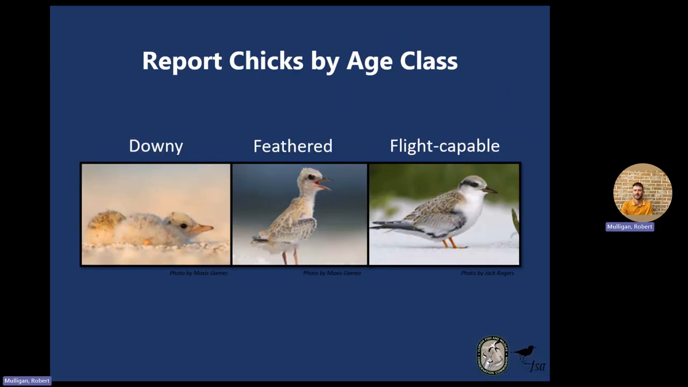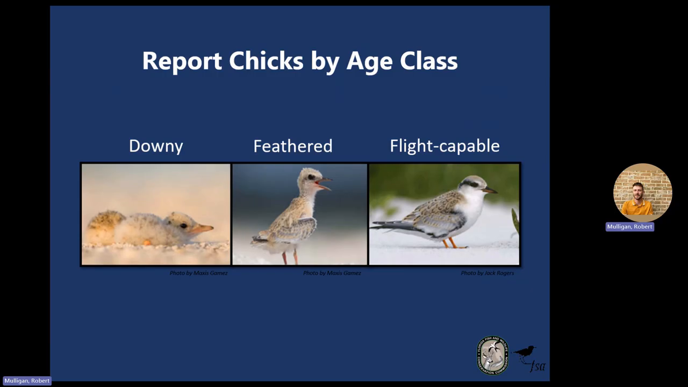When reporting chick counts, it's important to be able to distinguish between the 3 chick age classes: downy, feathered, and flight capable. Chick age classes are also discussed on page 15 of the protocol. Downy chicks, pictured on the left, are chicks that are just hatched, up to 1.5 to 2 weeks old, depending on the species. They are covered in down and look very fuzzy. They're small and stay close to their parents.